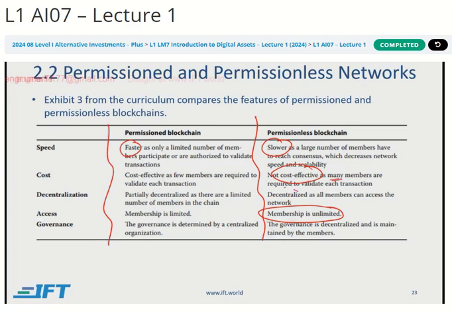However, the benefit is that it's decentralized versus permissioned, which is partially decentralized. I mean, it's not one central bank, but it is still a limited number of people who control it because membership is limited in your permissioned networks. And therefore, the governance is centralized, whereas here the governance is decentralized.